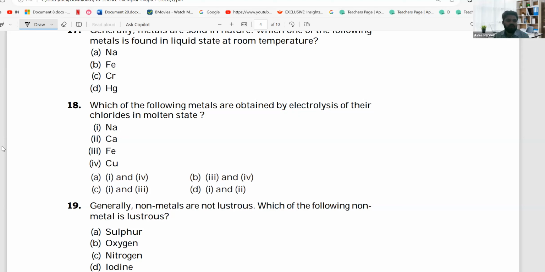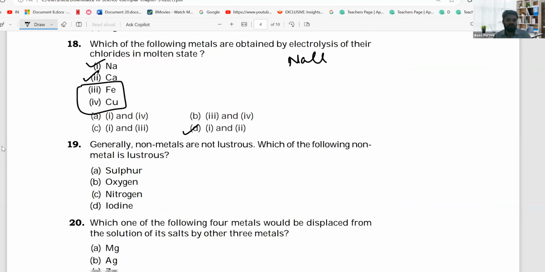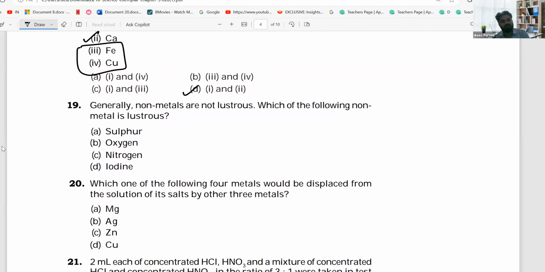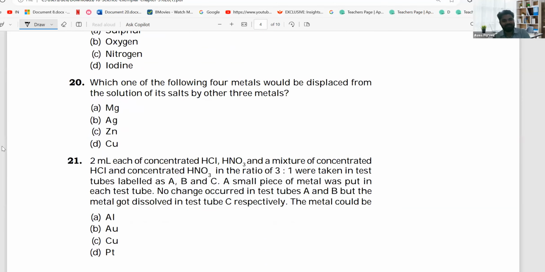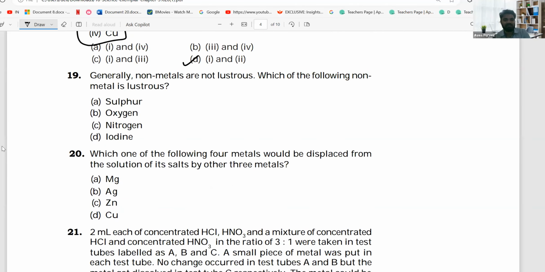So we have sodium, first of all. NaCl, in their molten form. NaCl and calcium, yes. The most reactive metals are obtained by electrolysis. Copper and iron are made of less reactive metals, so they are not. Calcium and iodine? 19 is iodine. Iodine is a non-metal which is shiny.